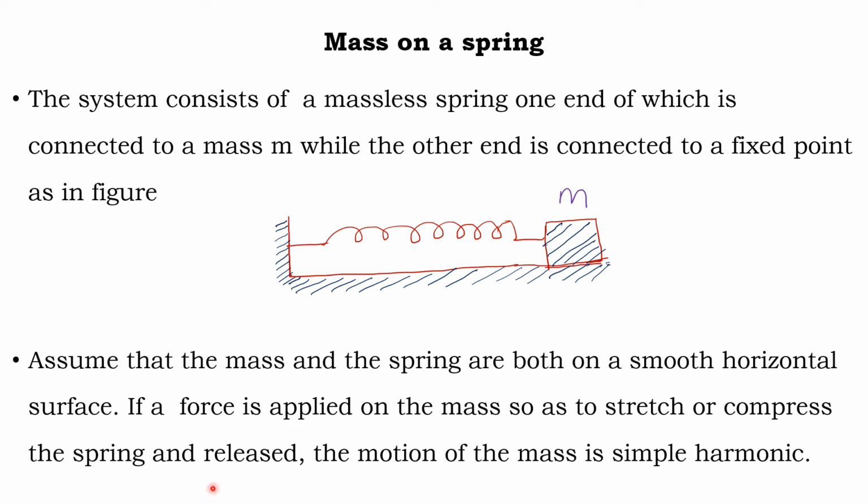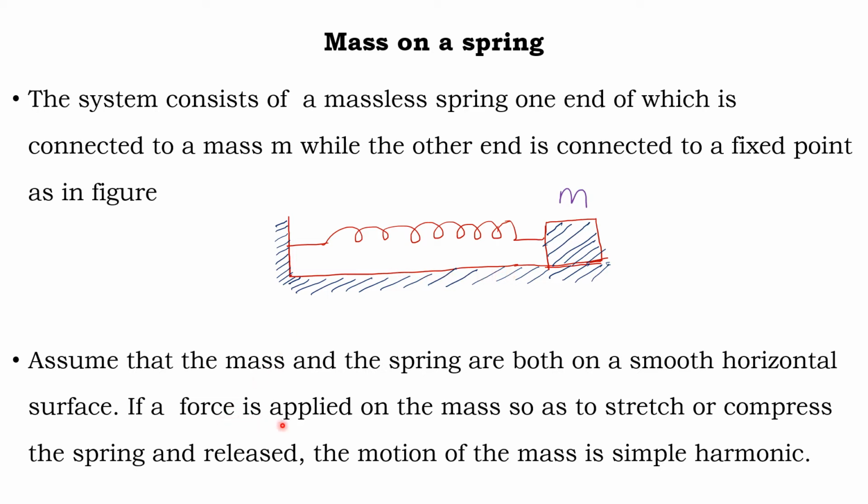Dear students, today's topic is a spring mass system, and in this topic we are going to find an expression for the period of oscillation of a spring mass system. The spring mass system consists of a weightless spring which is clamped at one end and a mass M is attached at the other end.